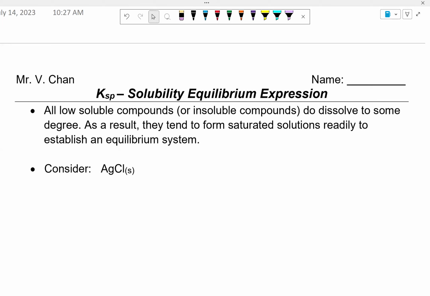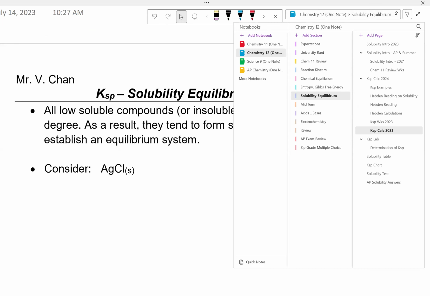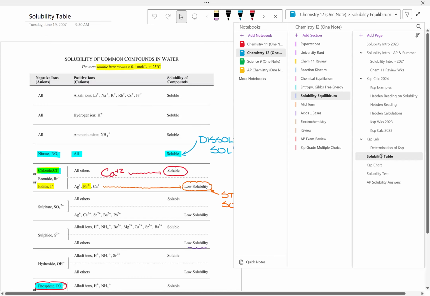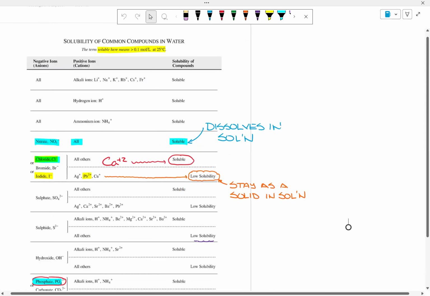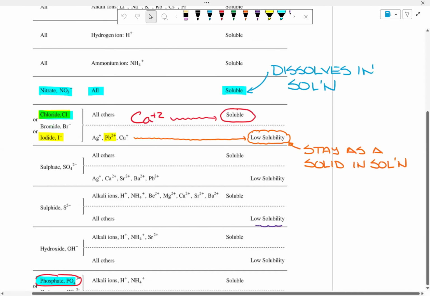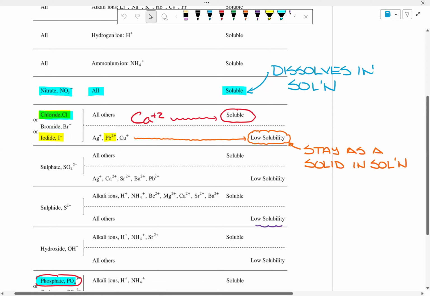Now, back in the previous videos, we had talked about identifying low soluble compounds. And back in grade 11, remember on your solubility table, we would determine whether something was soluble or stays a solid in solution. So we said it was soluble or low solubility. In actuality, that is not the case.